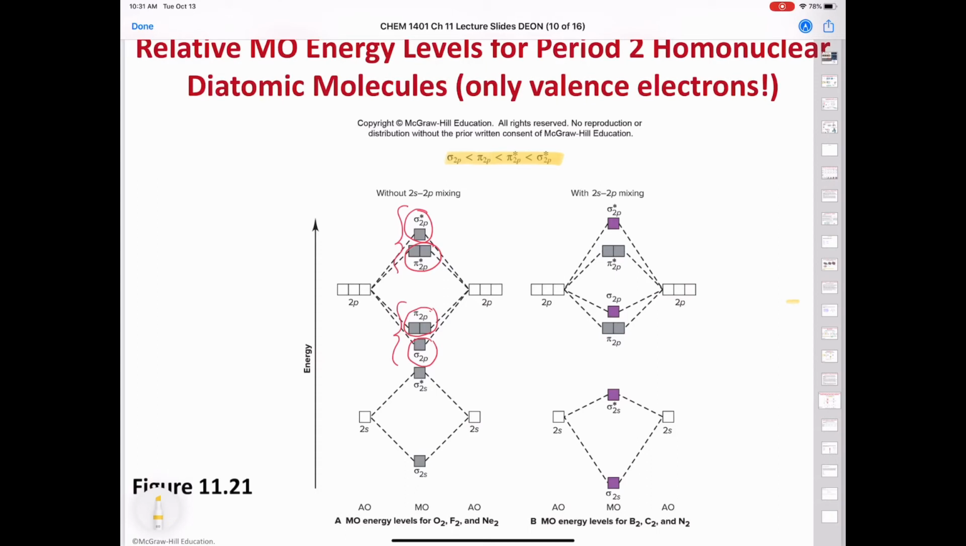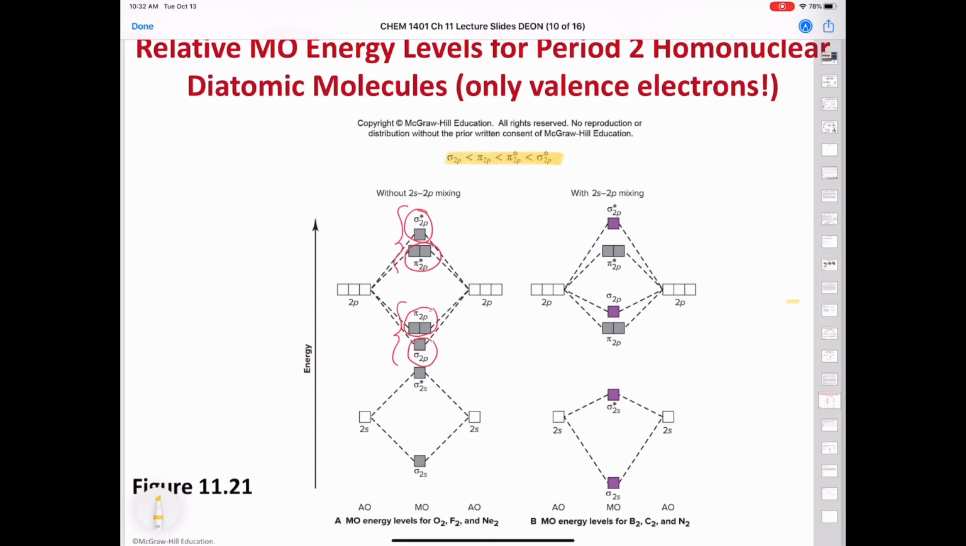When the six p orbitals in two atoms combine, the two that interact end-to-end form one sigma and one sigma star molecular orbital, and the two pairs of orbitals that interact side to side form two pi molecular orbitals and two pi star molecular orbitals.